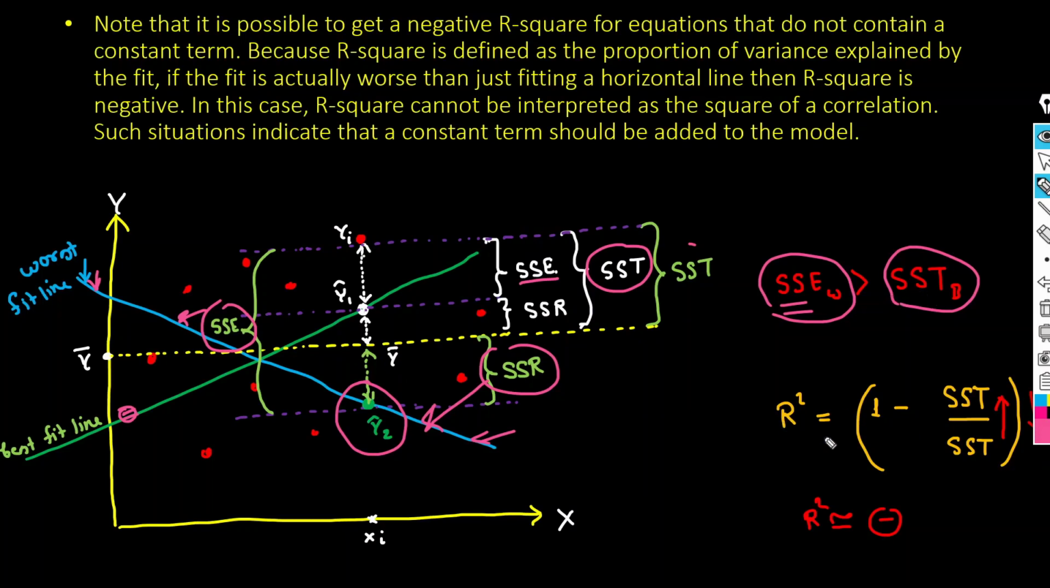So in that case, as per the formula, 1 minus SSE divided by SST. Our SSE will be more and SST will be less. So the ratio will be more as compared to 1, right? So R squared value will be negative. So if we draw the worst fit line, in that case our R squared value could be negative.